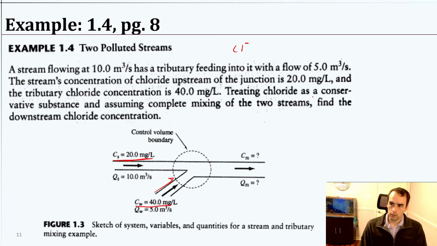Okay, so we're treating the chloride as a conservative substance. When it says a conservative substance, that means we're not reacting with anything. So there's no reaction. That makes it nice and simple. We don't have to worry about the reaction term, growth or decay of the substance. And we're gonna assume complete mixing. So another important assumption, as these two merge, we get perfect mixing and everything inside this control volume is perfectly well mixed.